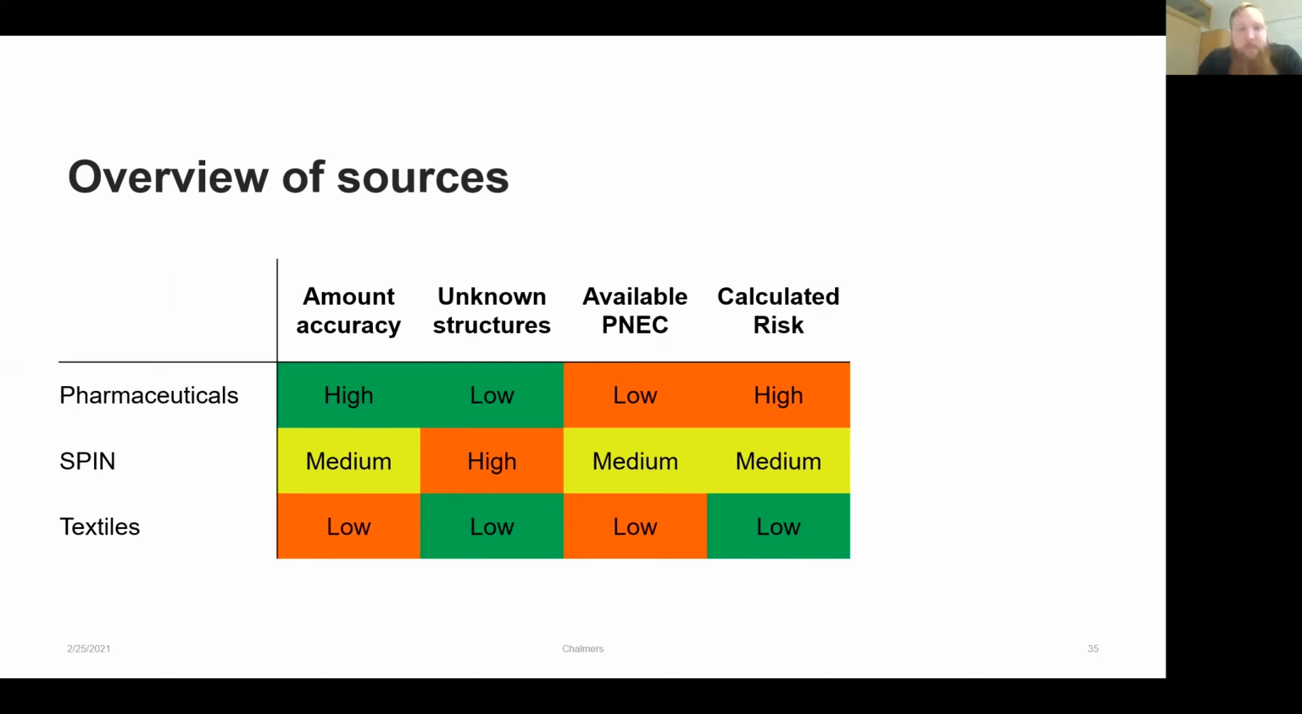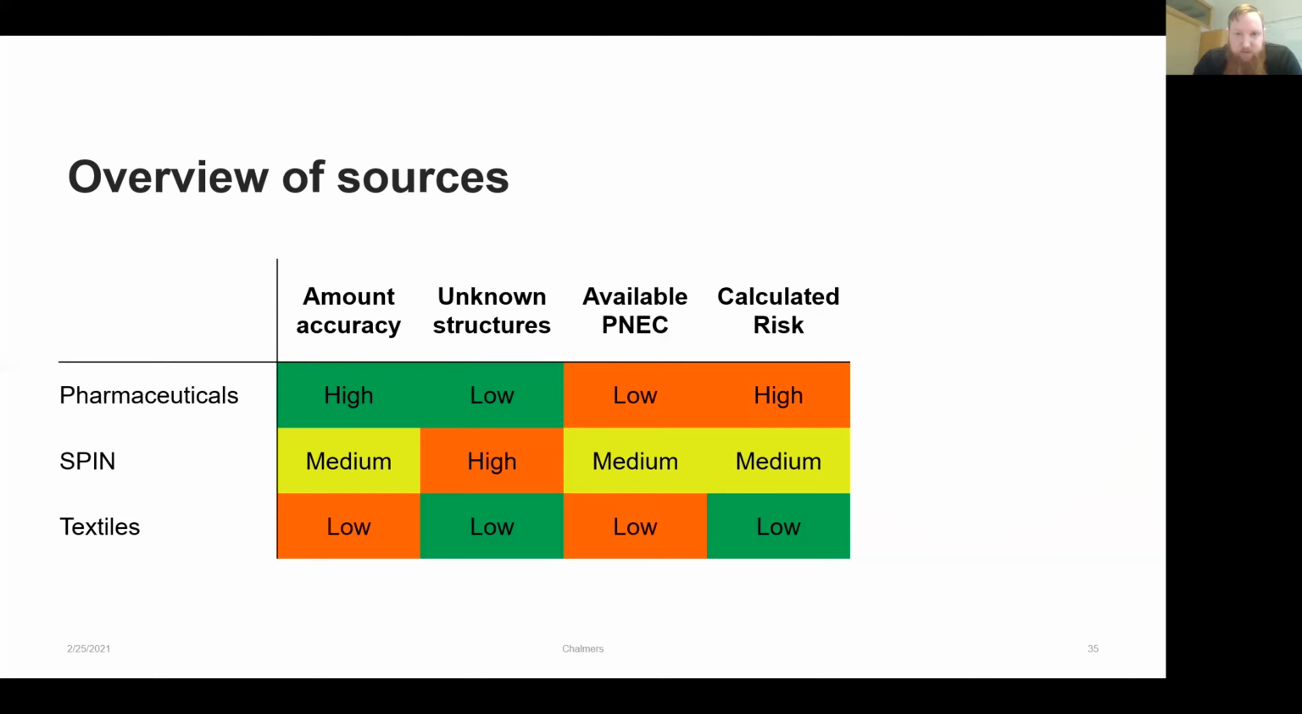while the calculated risk is very high. For the substances in preparations, we have a decent or medium knowledge of the amounts that go in. We needed to introduce a few steps in the middle there, which kind of brings down the accuracy. However, there's a high amount of unknown structures in there simply because there are a lot of unidentified mixtures in there. The availability of the predicted no effect concentrations or environmental thresholds is medium, and the calculated risk of this group in total is also medium.